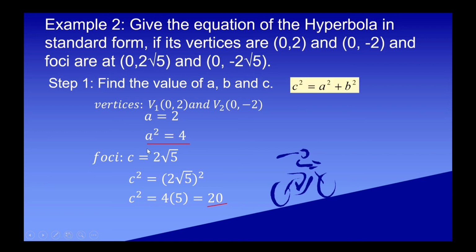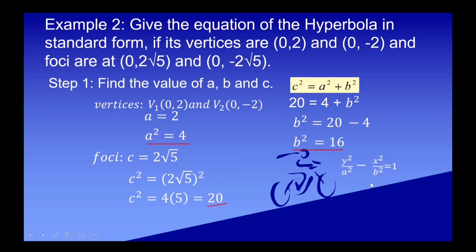So b squared is what we need to find here. Our c squared, 20, is equal to our a squared, 4, plus b squared. There will be a transposition in the formula. So b squared is equal to 20 minus 4. Then we have b squared is 20 minus 4, which is 16.